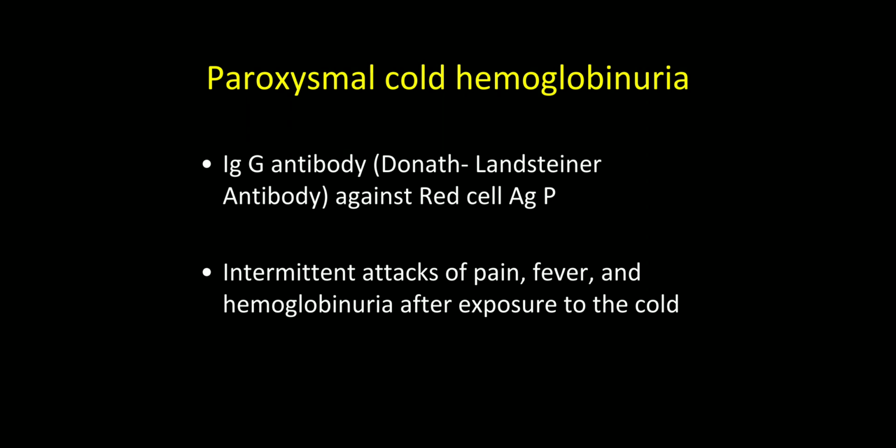Now, a few words about paroxysmal cold hemoglobinuria. It is nothing but a cold type of antibody type of immune hemolysis, but here the antibody is IgG. That is the only difference, and that is directed against red cell antigen P. The patient will have intermittent attacks of pain, fever, and hemoglobinuria after exposure to cold. So, the patient will have hemoglobin in the urine, red urine with exposure to cold.